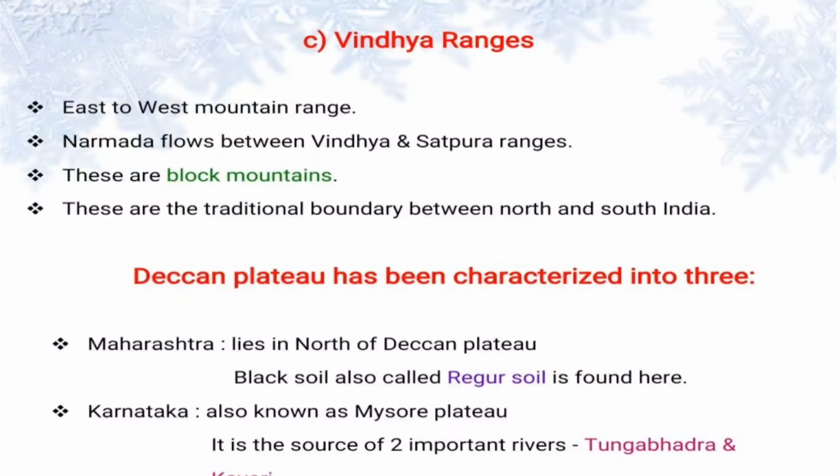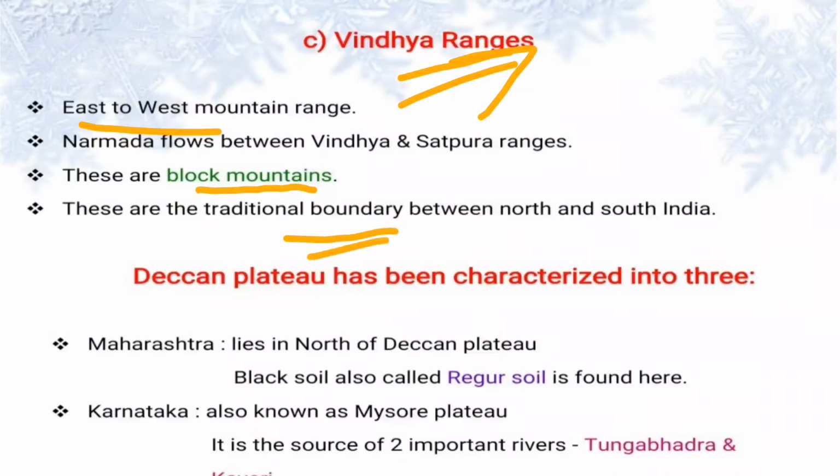Now talking about the Vindhya ranges, these are actually the mountain ranges running from east to west. Narmada flows in between the Vindhya and the Satpura range, so we can say that Narmada flows to the south of the Vindhya ranges. And the Vindhya mountain ranges are actually block mountains. And the Vindhya ranges are considered to be the traditional boundary between the north and the south of India.